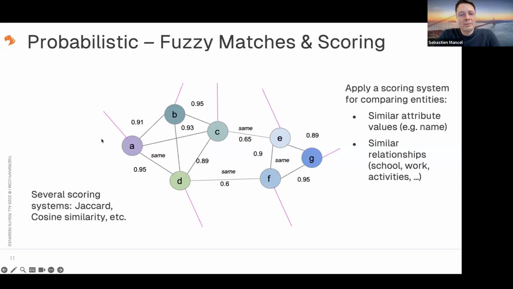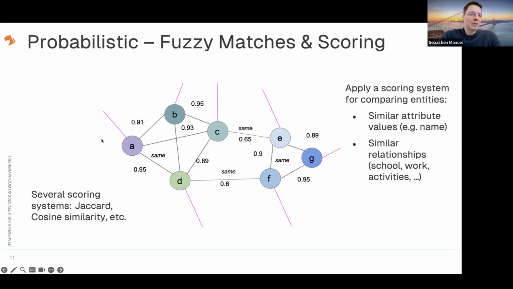So here we see how probabilistic scoring works in practice. Each line represents a similarity score between two entities. For example, entity A and D have a 0.95 similarity score, meaning that they're almost certainly the same. But entity C and E only share a weaker 0.65 similarity score. Maybe they look alike, but not enough to conclude that they're the same.